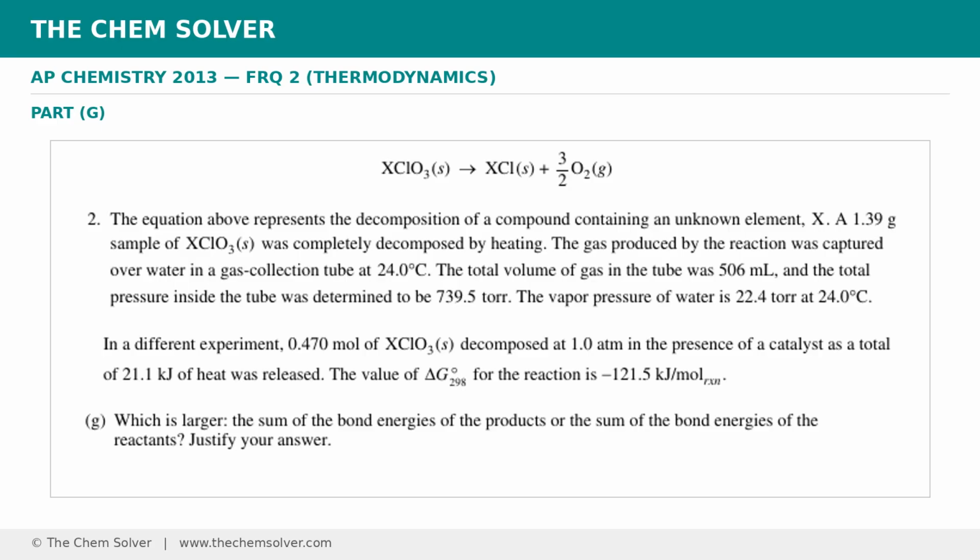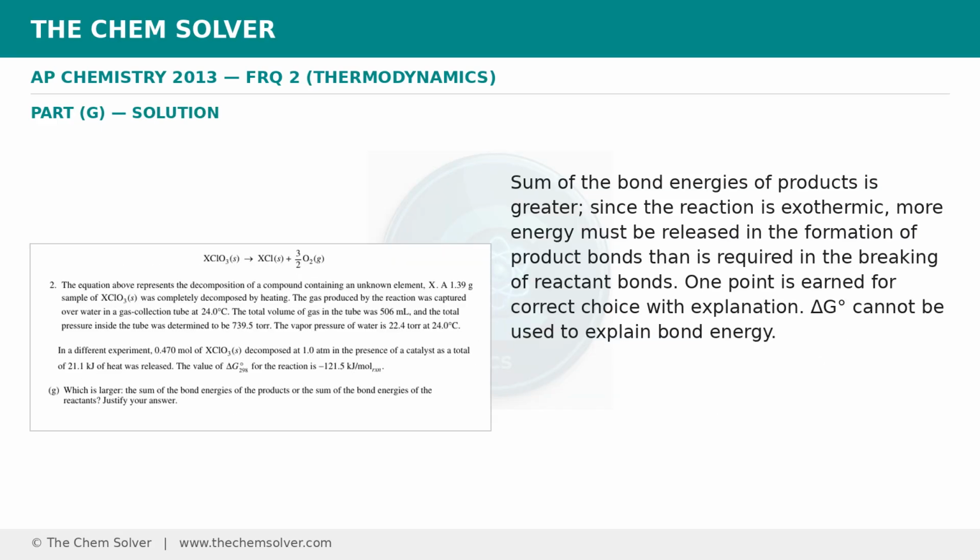Which is larger, the sum of the bond energies of the products or the sum of the bond energies of the reactants? Justify your answer. Sum of the bond energies of products is greater. Since the reaction is exothermic, more energy must be released in the formation of product bonds than is required in the breaking of reactant bonds. 1 point is earned for correct choice with explanation. Delta G standard cannot be used to explain bond energy.